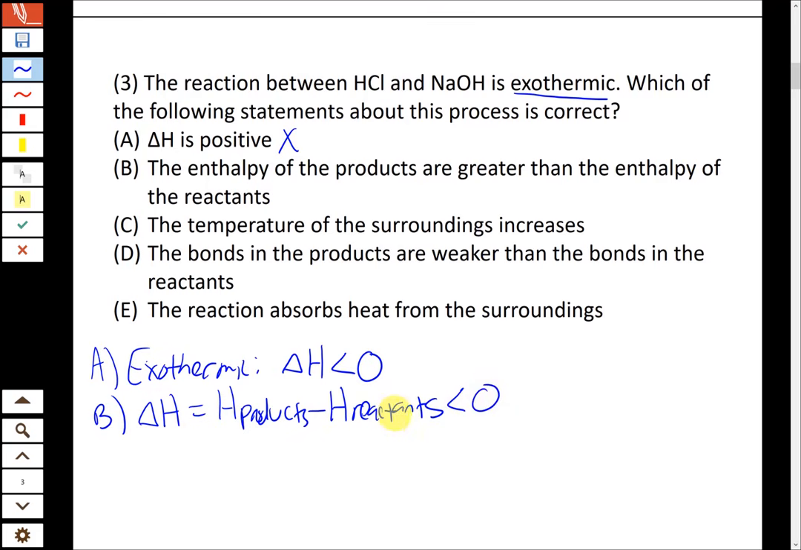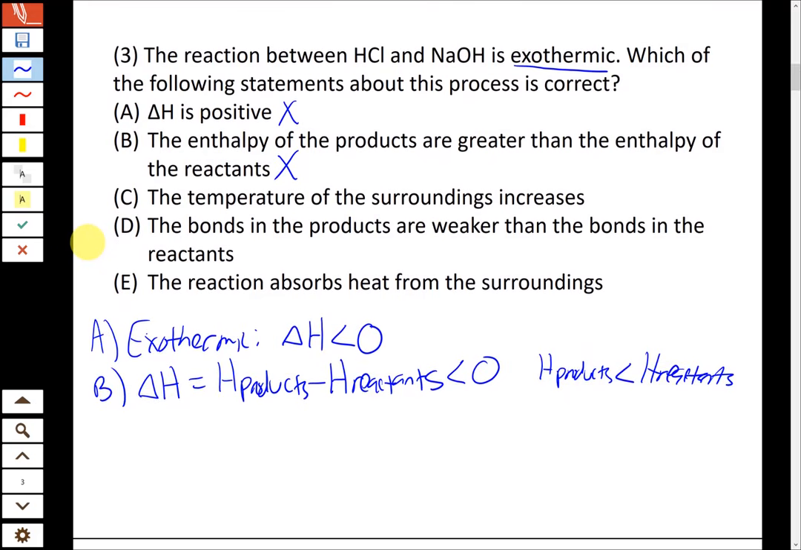So in order for the enthalpy change to be less than 0, to be negative, if we rearrange this, it means that the enthalpy of the products have to be less than the enthalpy of the reactants. So if we move H reactants over, we get this inequality. So anytime you have a negative enthalpy change, it means the products have less enthalpy than the reactants. The enthalpy is decreasing during the reaction. So this one is also incorrect because it states that the enthalpy of the products are greater, but they should be less than the reactants in an exothermic reaction. Choice C, the temperature of the surroundings increases. So again, another thing about what it means to be exothermic.